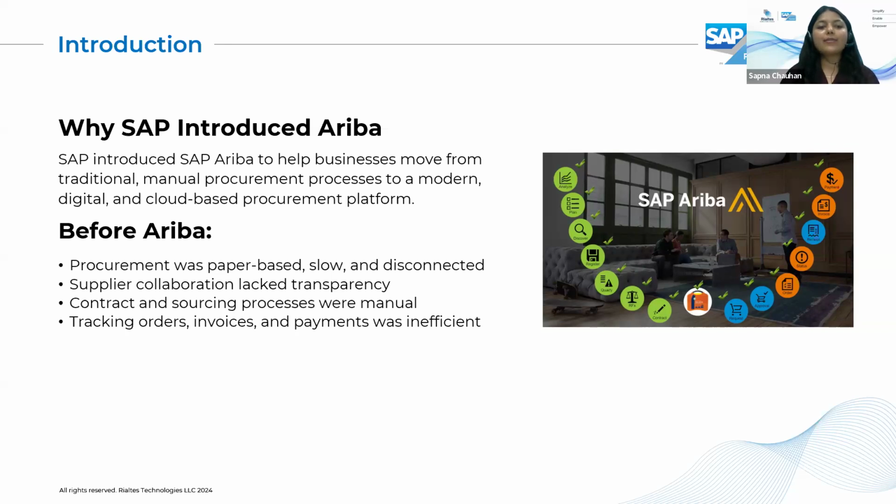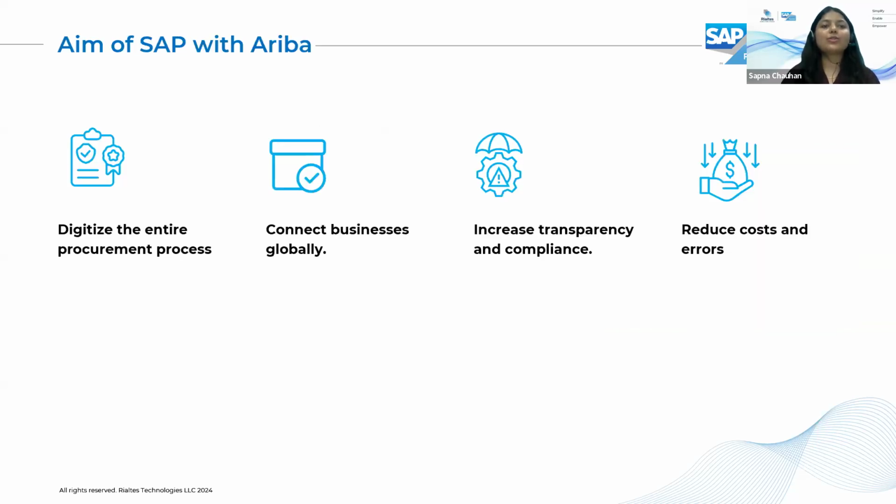So, in simple terms, everything before Ariba was paper-based, so it was very time-consuming, and it also increased the chances of error. After SAP introduced Ariba, everything we were doing, like sourcing and manual procurement processes, was converted into digital procurement, and everything is cloud based and integrated in one platform. The next thing is the aim of SAP with Ariba. As I told you, all the traditional things are converted into the digital procurement process. It connects business globally, increases transparency and compliance, and reduces cost and errors.